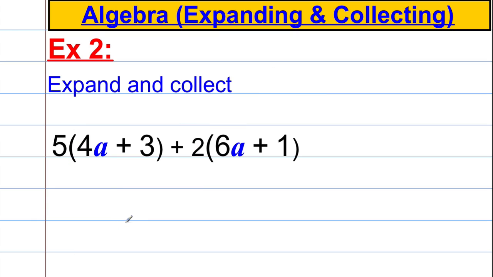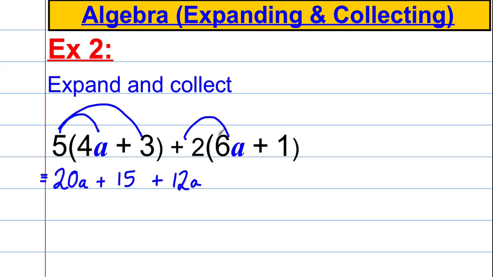Right, next example. Let's have a go at this. 5 multiplied by positive 4a is going to be 20a. 5 multiplied by positive 3 is positive 15. Positive 2, remember we've got positive 2 here multiplied by 6 is positive 12a, and positive 2 multiplied by positive 1 is positive 2. Get the highlighters out as usual. Highlight 20a, highlight plus 12a, and new colour plus 15 and plus 2.